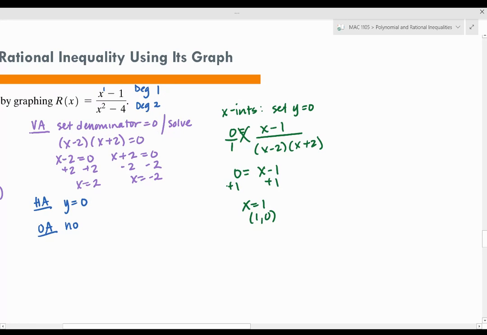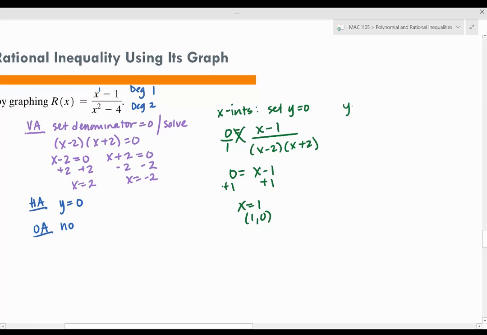Next, I'm going to find my y-intercept. To find the y-intercept, you set x equal to 0. So I'm going to have r of 0, which is going to be (0 minus 1) over (0 minus 2)(0 plus 2). The numerator is going to give me negative 1.